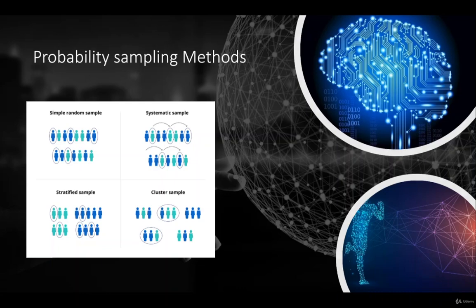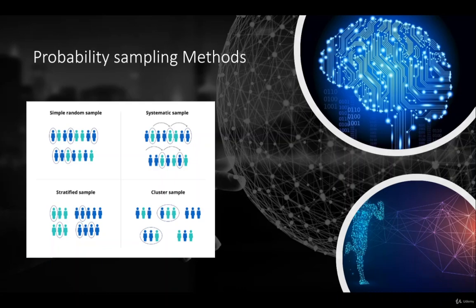The last type of sample that is in the probability sampling method would be the cluster sampling. Basically, this method involves dividing the population into subgroups, and each subgroup would have similar characteristics to the whole sample. So in other words, instead of sampling individuals from each subgroup, you randomly select entire subgroups.